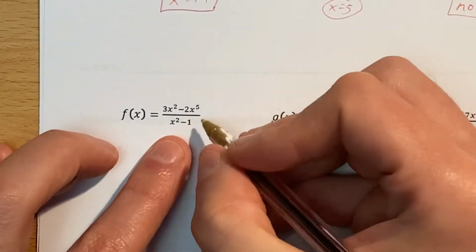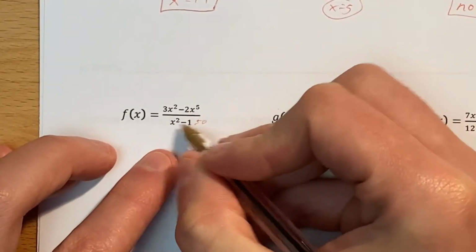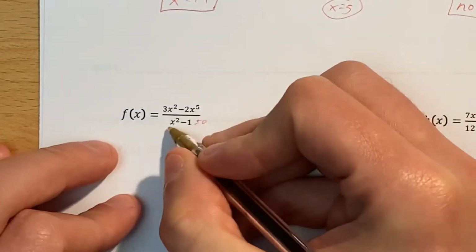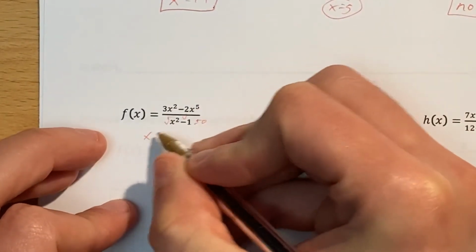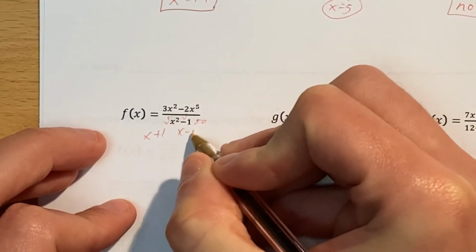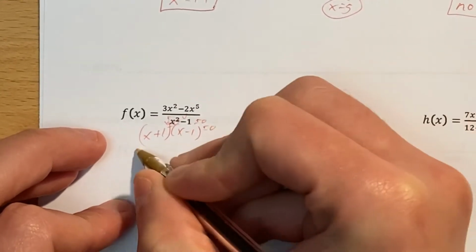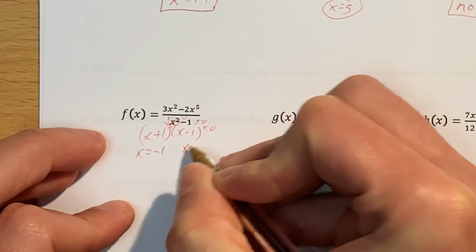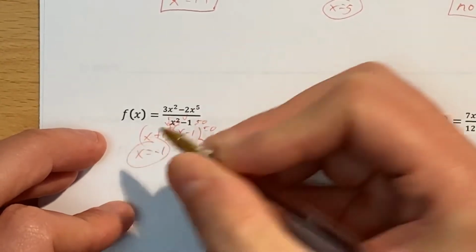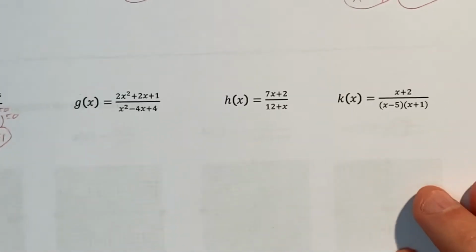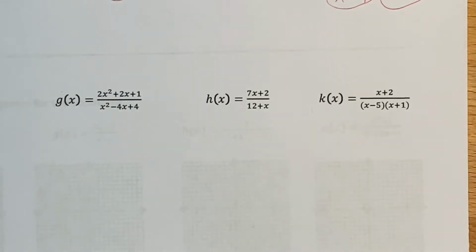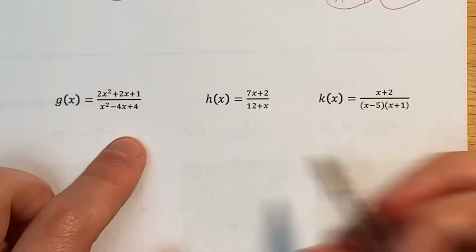Here, same thing. If you set the bottom equal to 0, you have to factor this. It's a difference of squares. So it's going to be x plus 1 and x minus 1. And when you set them equal to 0, you get x equals -1 and x equals +1. So in my typical fashion, I recommend you guys just pause for a second and see if you can figure out the vertical asymptotes, if any, for these three.